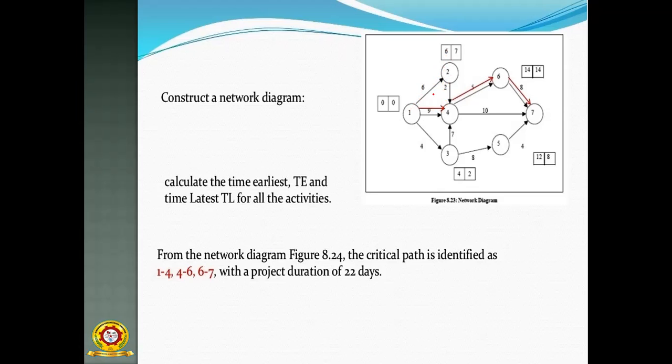Suppose there are 2 activities before that, then you have to consider that. First you have to find out the critical path. That is a very important thing. After substituting all these things, first you have to find out the critical path. Then finding TE and TL is very easy.